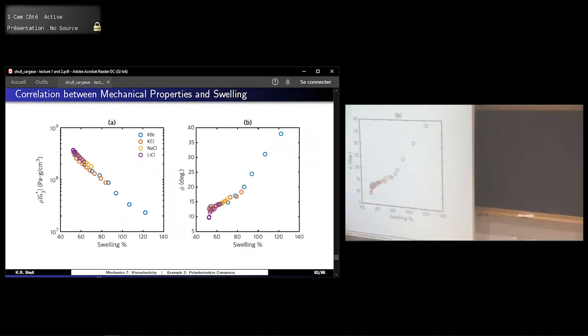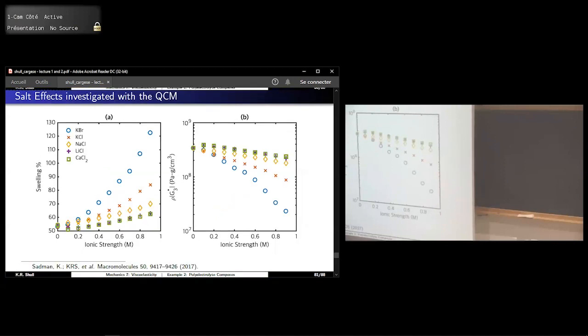There is a difference when you change the type of charge. So how do you explain that? I mean these differences here? Oh, okay. Yeah. So here there's a difference, right? If you look at the modulus here, and the swelling here, there is a difference depending on these things.